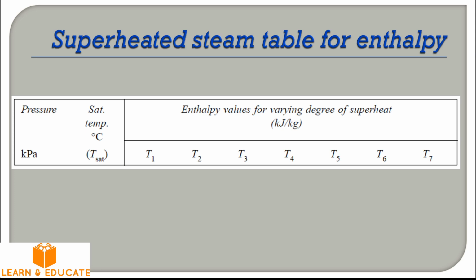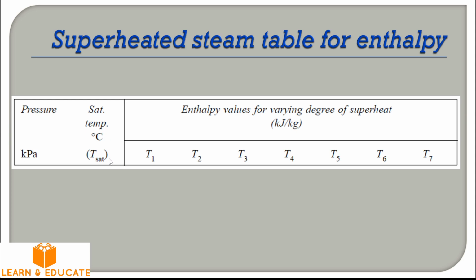So similarly superheated steam table for entropy will be there, specific volume will be there, and specific internal energy will be there. So whenever the given temperature of steam is above the saturation temperature of steam for a given pressure, you have to look into this table, superheated steam table.